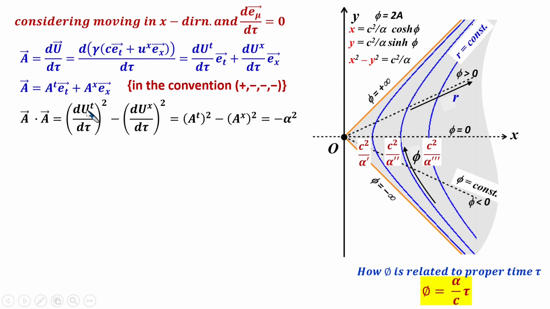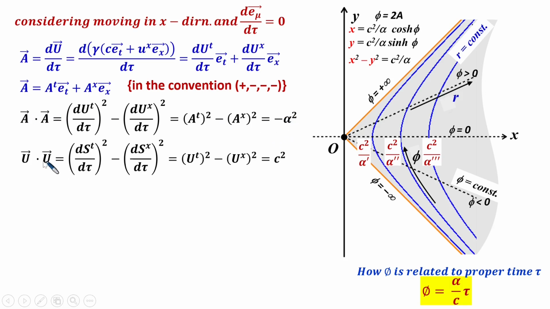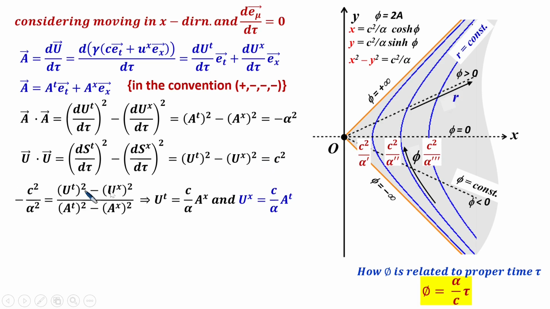So the proper time derivative of the velocity is this square minus this square, and that is equal to minus alpha squared, which we have shown earlier also. Since this is constant, it is valid for all inertial frames, even in the primed frame. Similarly, the 4-vector velocity dot product I can write in the same way: this is a time component, this is a spatial component, and that is equal to c squared, which we have shown earlier. So I can take the ratio of c squared by alpha squared.